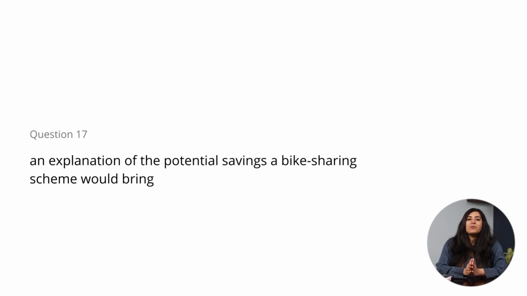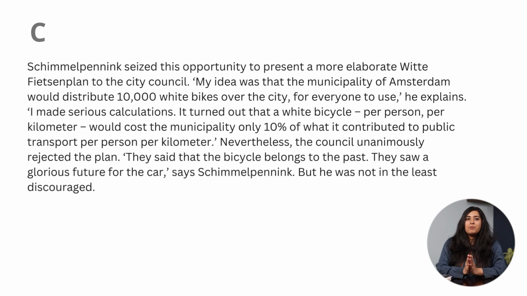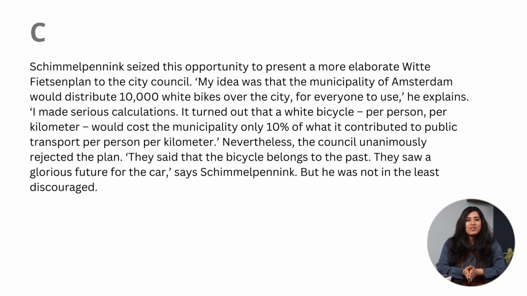For question 17, we have to find which paragraph gives us an explanation of the potential savings a bike sharing scheme would bring. In paragraph C, Schimmelpenninck explained his idea to the city council. It turned out that a white bicycle per person per kilometer would cost the municipality only 10% of what it contributed to the public transport per person per kilometer. Note, would cost the municipality only 10% equals potential savings. So the answer will be C.